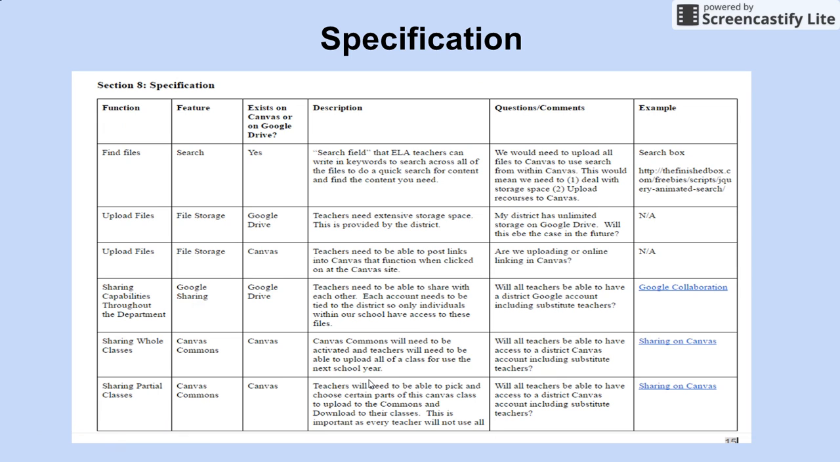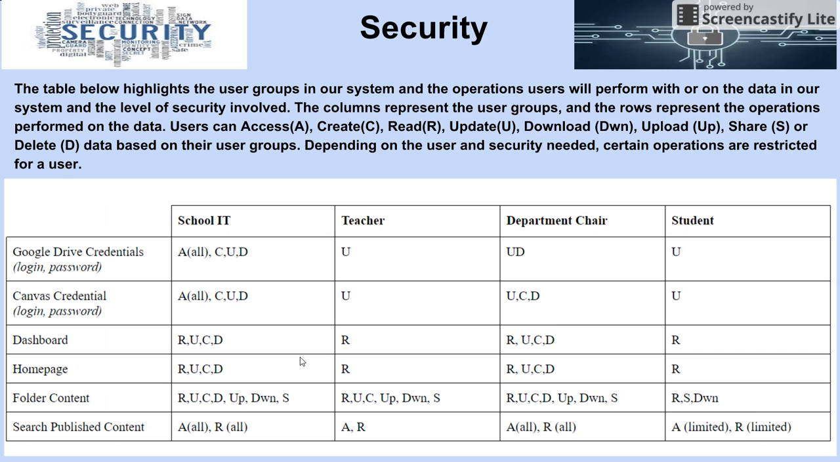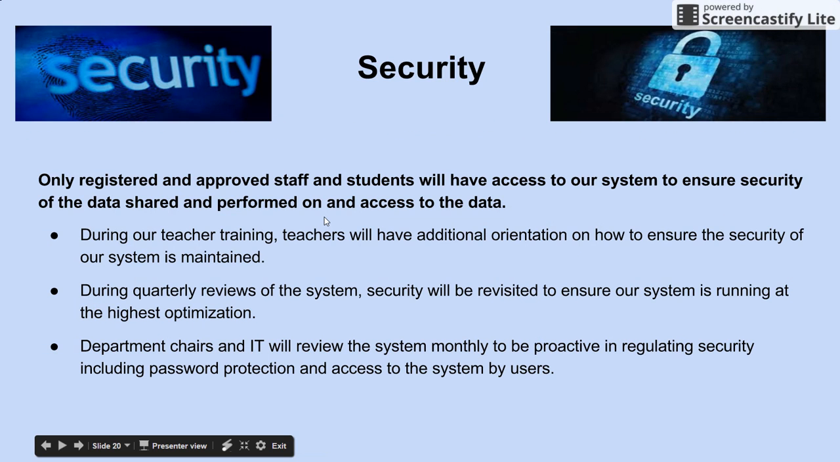As far as specifications go, we laid out where to find files and how to upload files and all that here. And as far as security goes, we laid out here as required: A's for access, C's for create, R's for read, U's for update and download and upload. All those things are laid out here as to the users that can use the system, and who's restricted.